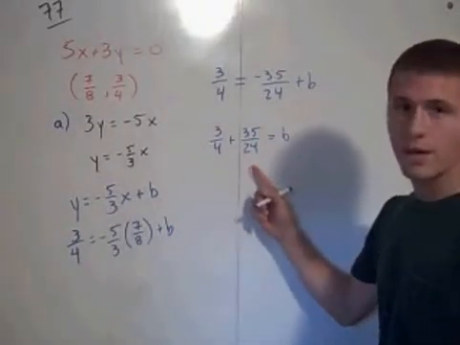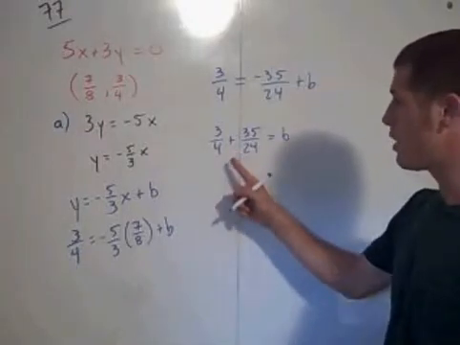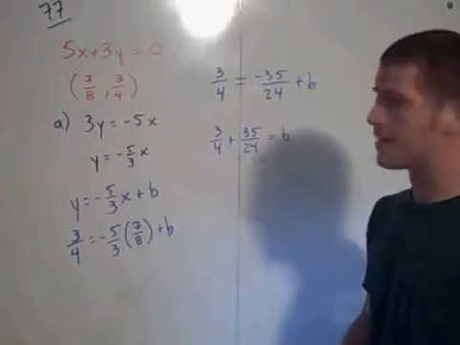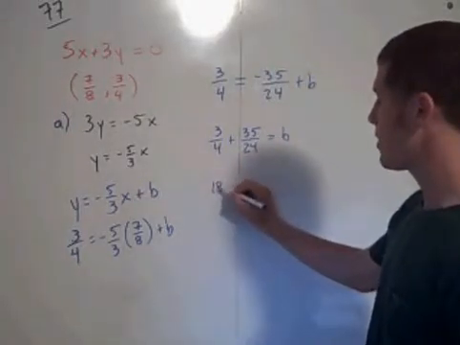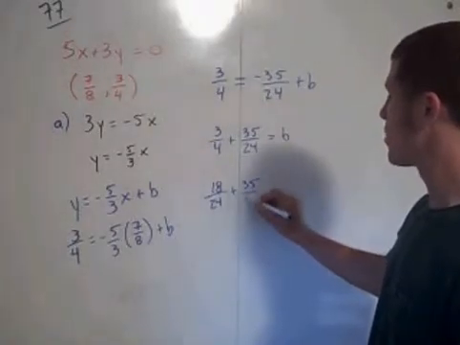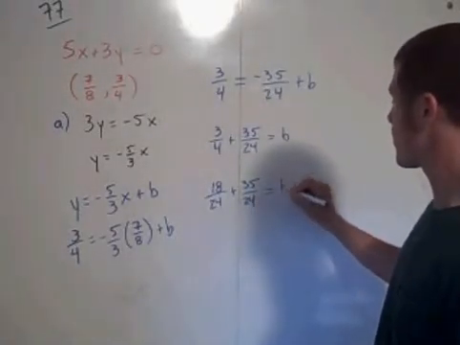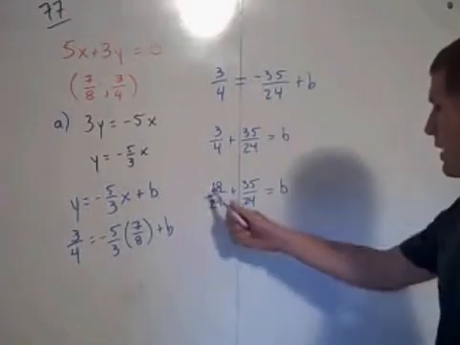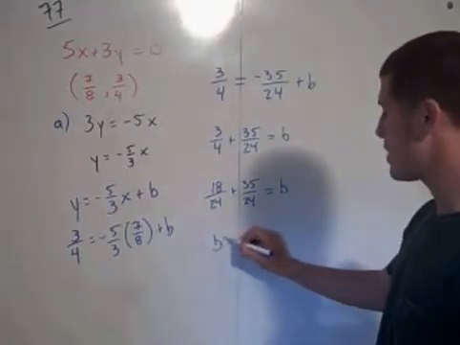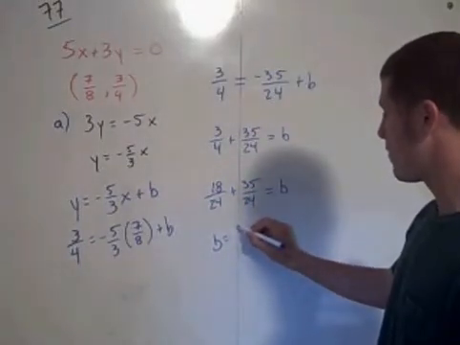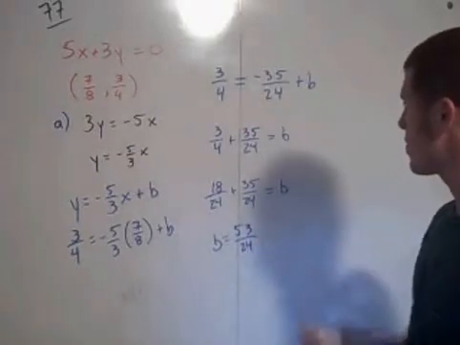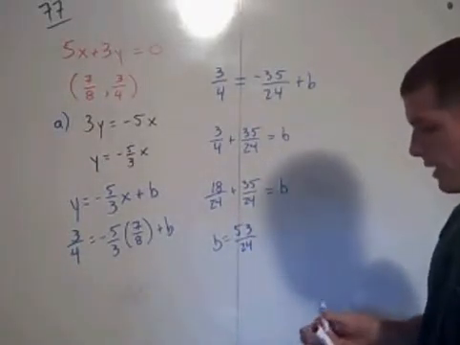So you have to get a common denominator to actually carry out this addition, which means you have to multiply 3/4 top and bottom by 6. So you have 18/24 plus 35/24 is equal to b. Well, 18/24 plus 35/24, this is 53/24. That means b is equal to 53/24.